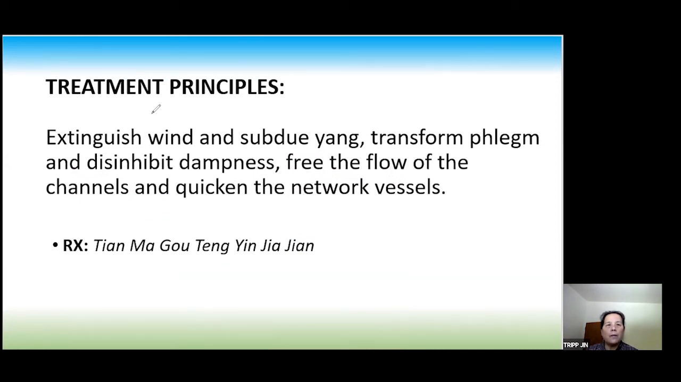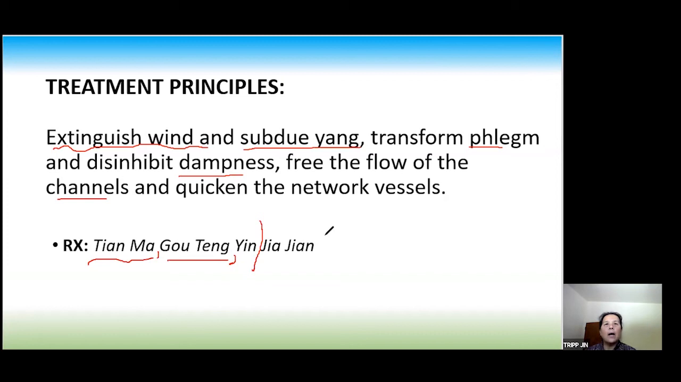So the treatment principle is still to extinguish the wind and subdue yang, because a liver condition pretty easily causes yang rising and causes problems on the head, and to transform phlegm, remove dampness, and open the channels. So for this condition we use the formula 天麻钩藤饮 plus.